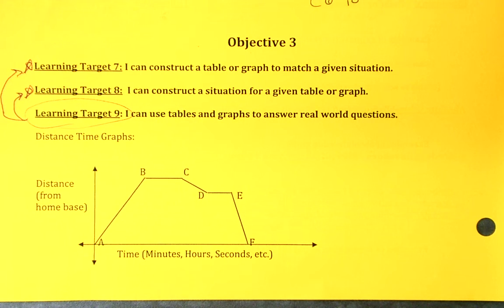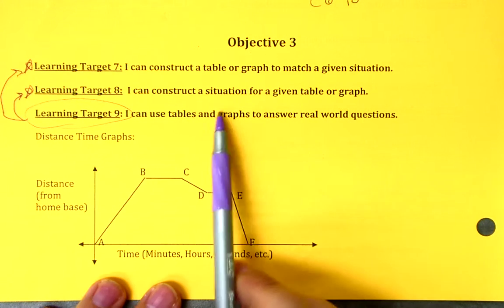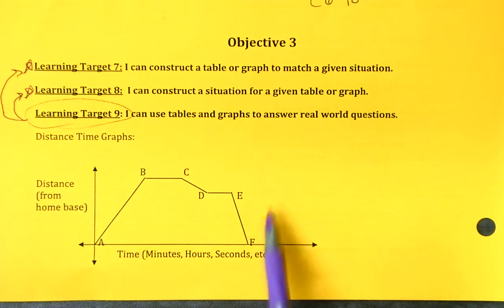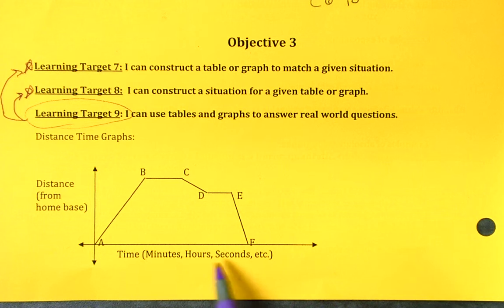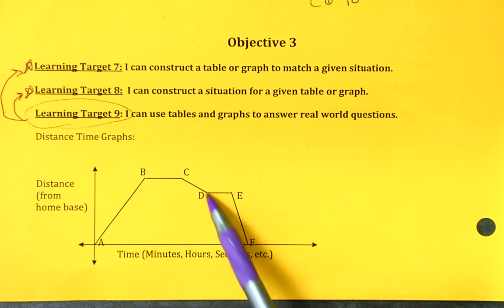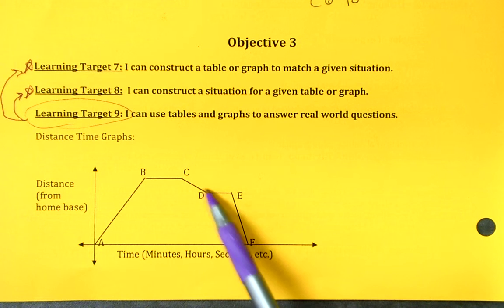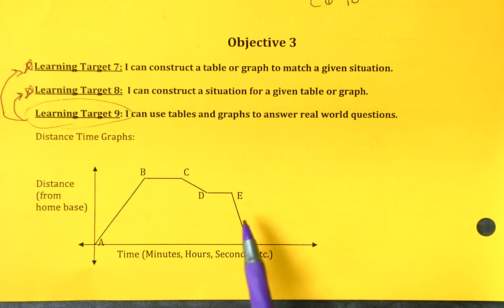In order to be able to construct a table or graph to match a given situation and construct a situation for a given table or graph, you need to know how these distance time graphs work and how they relate to what's happening in the situation. For this objective, we are mostly going to be looking at these distance time graphs. We'll be looking at other graphs of functions in the following units. For right now, though, we'll just worry about these distance time graphs.